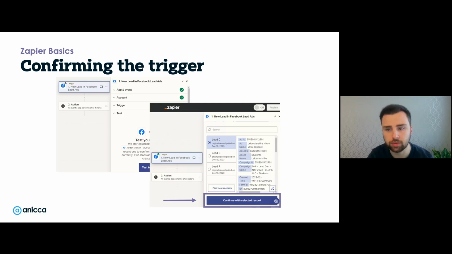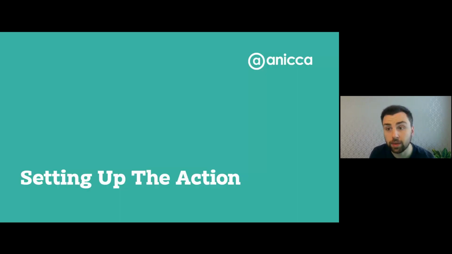It's pushing through stuff like the ad name, the ad set ID, creation time, and so on, most of which isn't important. But if you were able to scroll down, you'd see stuff like first name, last name, and how they've answered any questions that you've asked. So select any of these leads, it doesn't matter which one, and then continue with that selected record. And that's the trigger bit set up. So very simple to set up the trigger.